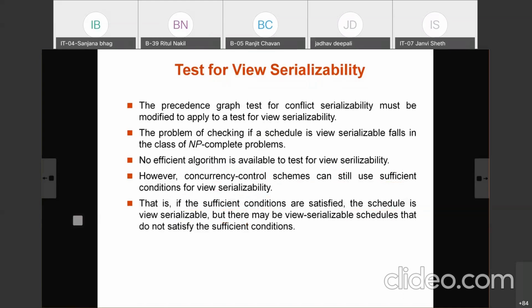So this is about serializability, conflict and view serializability. For which purpose have we studied this serializability? To check whether the concurrent execution results in data consistency or not. Okay, everyone clear? To check this, we use conflict serializability and view serializability.